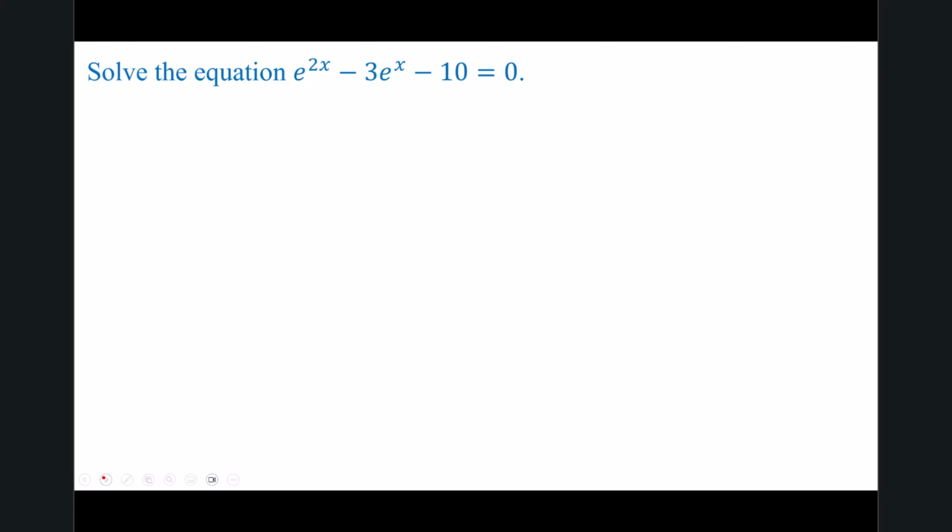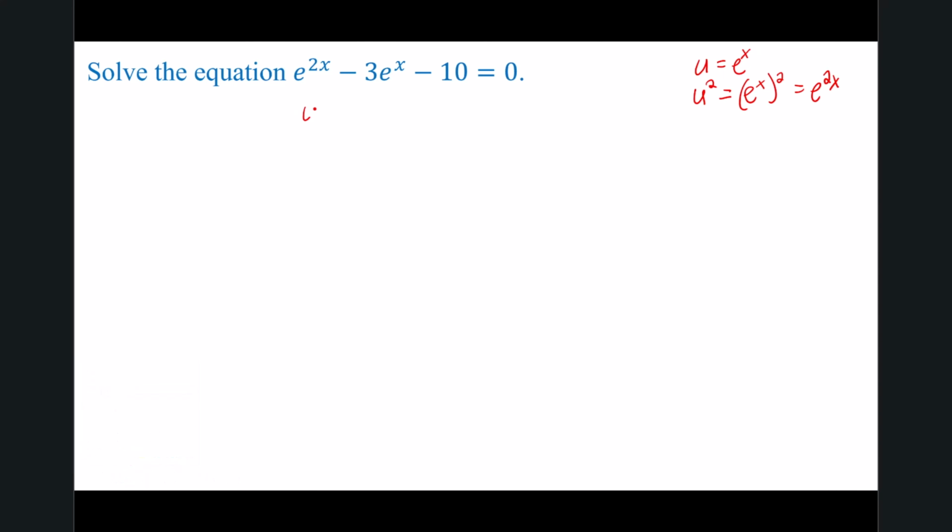All right, let's try another one. Here I have e to the 2x minus 3 e to the x minus 10 equals 0. What you could notice here is this is actually quadratic in form. If I let u equals e to the x and square both sides, I get u squared equals e to the x squared, which I can write as e to the 2x. So this is quadratic in form.